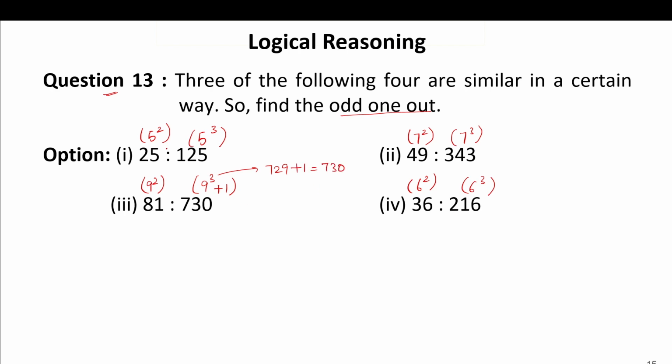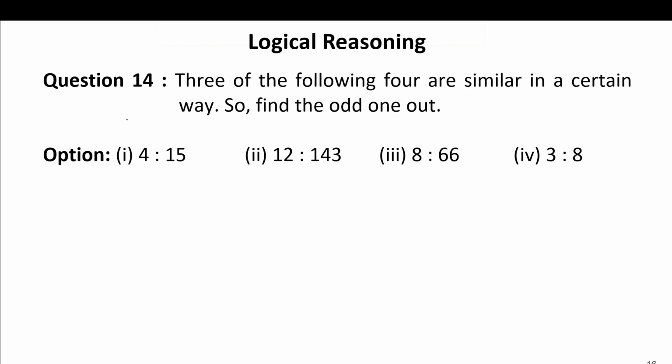So in each of the cases in option number 1, 2 and 4, the first number was a square and the second number was the cube of the same number. So this was 5 square, 5 cube, 7 square, 7 cube and 6 square and 6 cube. But this one is different. So option number 3 will be the correct answer. Okay. Now let us look at question number 14.